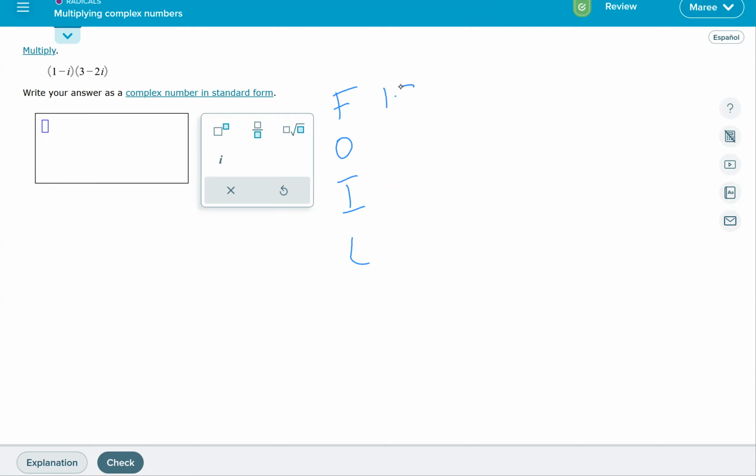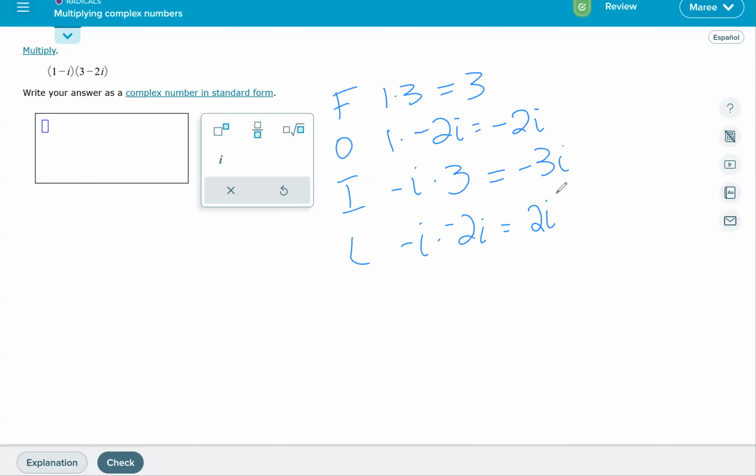Our first is 1 times 3, which is 3. Outside is -i times -2i, which is no, that was last. Wait a minute. We're doing outside. So it would be 1 times -2i, which is a -2i. The inside is -i times +3, which is a -3i. And the last is negative i times negative 2i, which is a positive 2i squared. Gotta watch those signs. So negative 2 minus 3 is a negative 5i.